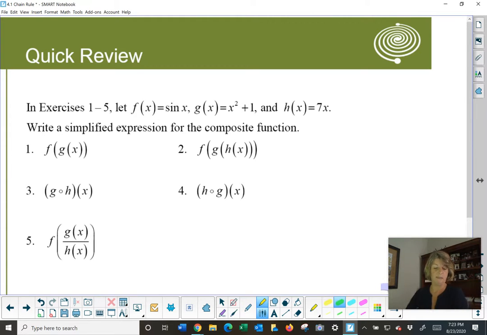And the first thing I notice is it says in exercises 1 through 5, let f of x equal, g of x equal, and h of x equal. Write a simplified expression for the composite function. Well, let's do a couple of them, and then we will move on.